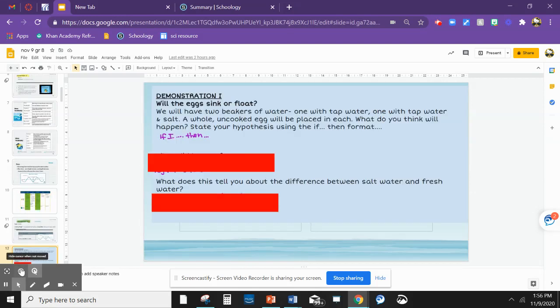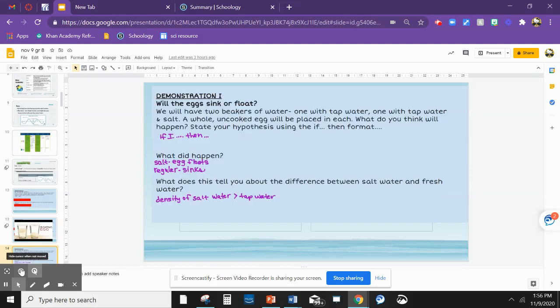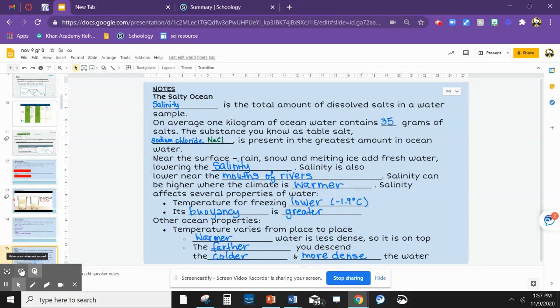We will watch and make predictions on eggs. I'll put an egg in a beaker of regular water and a beaker of salt water. Write a hypothesis now on what you think will happen. When we watched the video about the egg, the salt water allowed the egg to float. In the regular water, the egg sinks, and that tells us the density of salt water is greater than that of tap water. Taking some notes here.